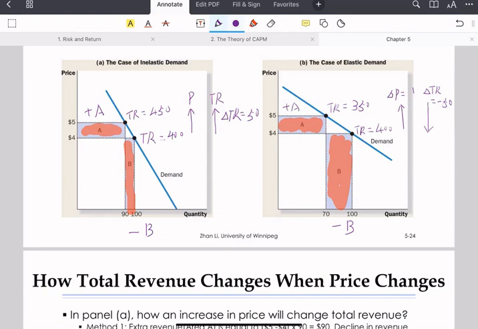So let me write it here. So for this left-hand side, A is larger than B. This implies total revenue increases. And on this right-hand side, A is smaller than B. This implies total revenue decreases. Okay, that's great. Now we could go one step deeper to understand this result.